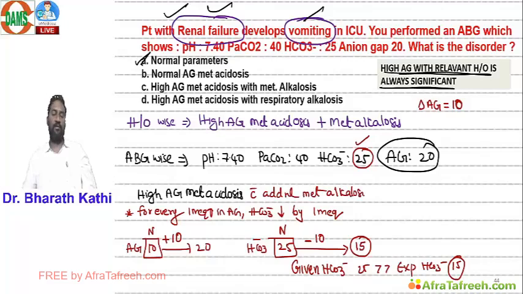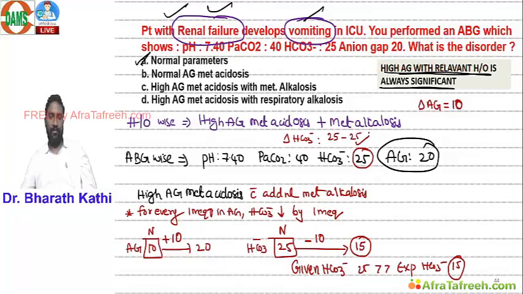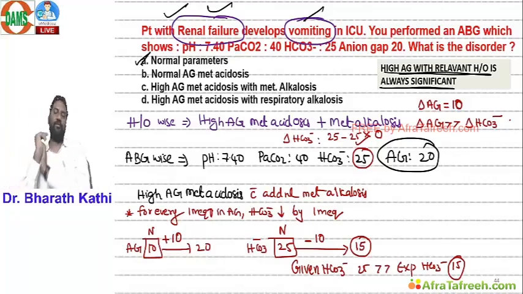See the history. Is there any possibility of metabolic alkalosis? Yes, vomiting. So in this scenario, if you calculate delta bicarbonate, normal bicarbonate is 25, and the given value in this question is also 25. Bicarbonate did not decrease at all. So delta bicarbonate is 0. So this is a situation where delta anion gap is more than delta bicarbonate. So bicarbonate decline did not happen. So this is a situation of additional metabolic alkalosis.